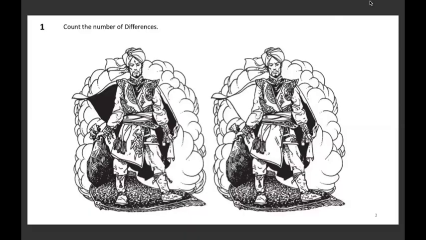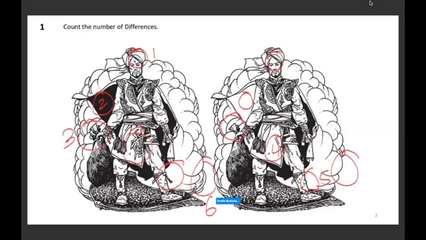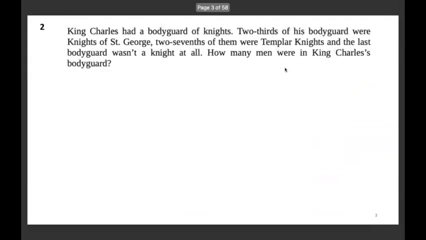So the differences that are there are first this one, this one, 2. This is third, 4, 5, and then 6. That makes a total of 6 differences. Okay, we'll move to the next one.